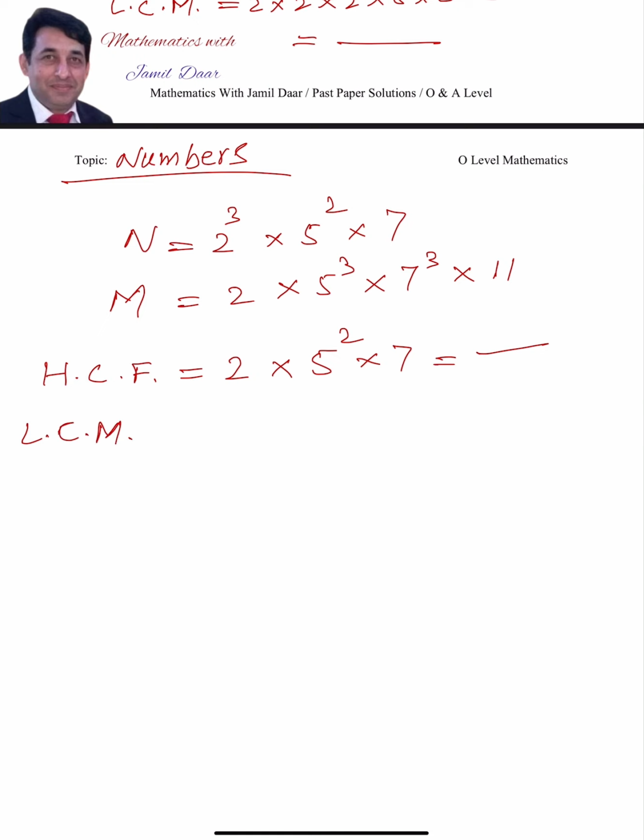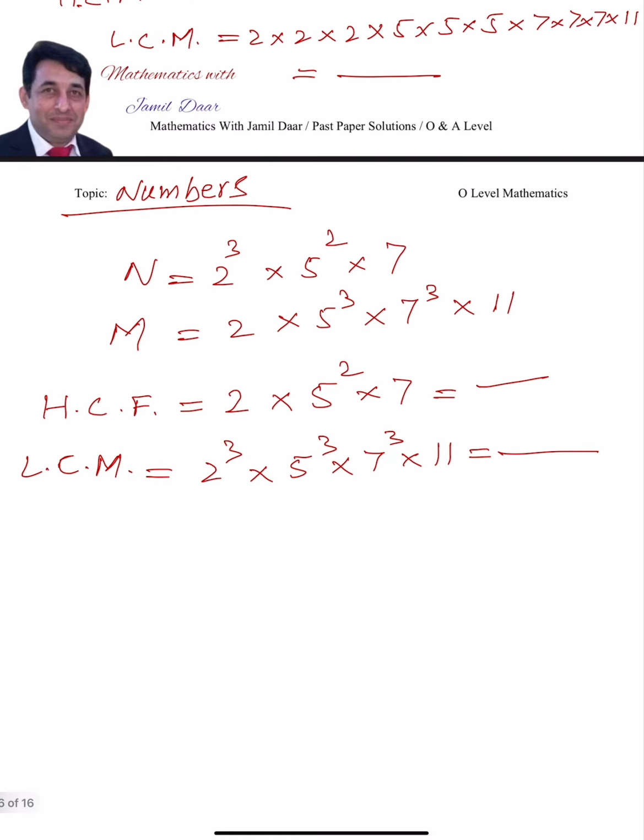And LCM is the higher powers of the commons and the non-commons all. So in these two numbers, we take the higher power. So 2 raised to the power 3, and between 5 square and 5 cube, that would be 5 cube, and between 7 and 7 cube, that would be 7 cube, and the non-common, obviously, comes along with this. You can multiply this. Okay, hope you have understood the concept of finding out the HCF and LCM.